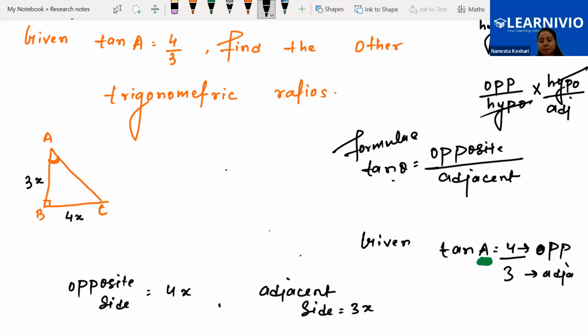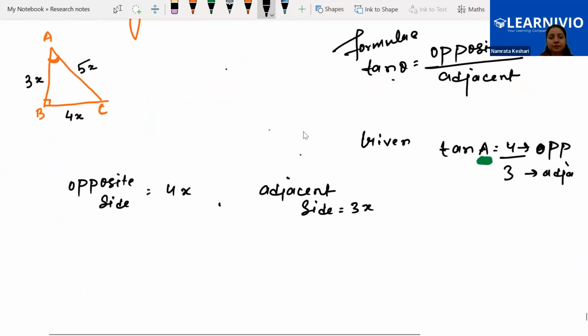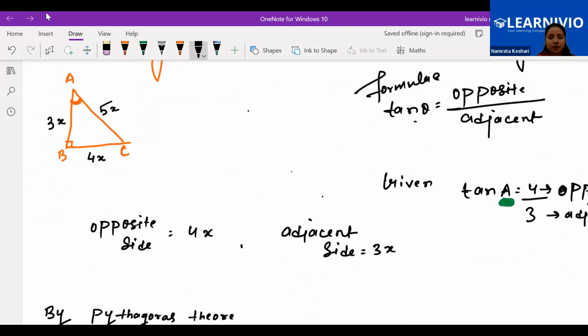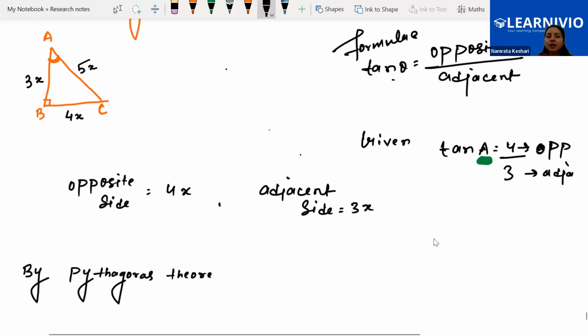Ma'am, is AC equal to 5x? Abdul, are you also getting AC as 5x? By Pythagoras theorem. Ma'am, I also got 5x. Okay, who else is there? Just a second. Everyone join. Okay, Ifra is also there. Alvina is also there. I thought only Abdul and Sumaya were there. Yeah, AC will be 5x.